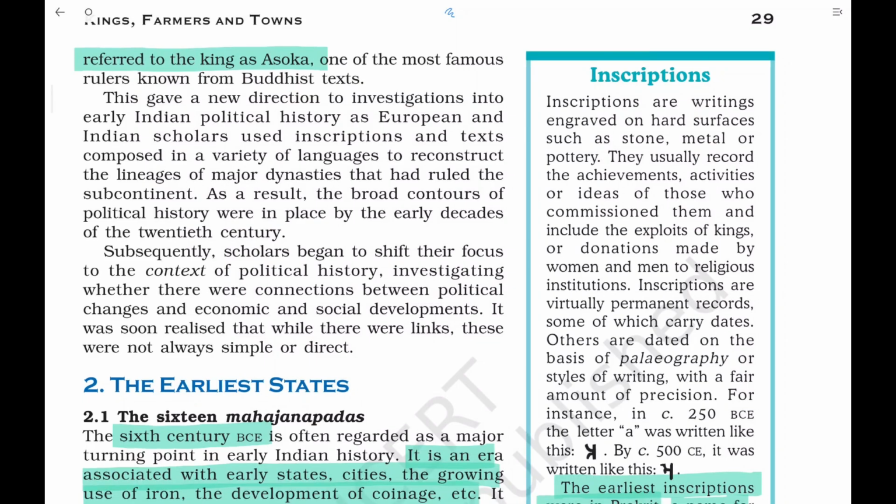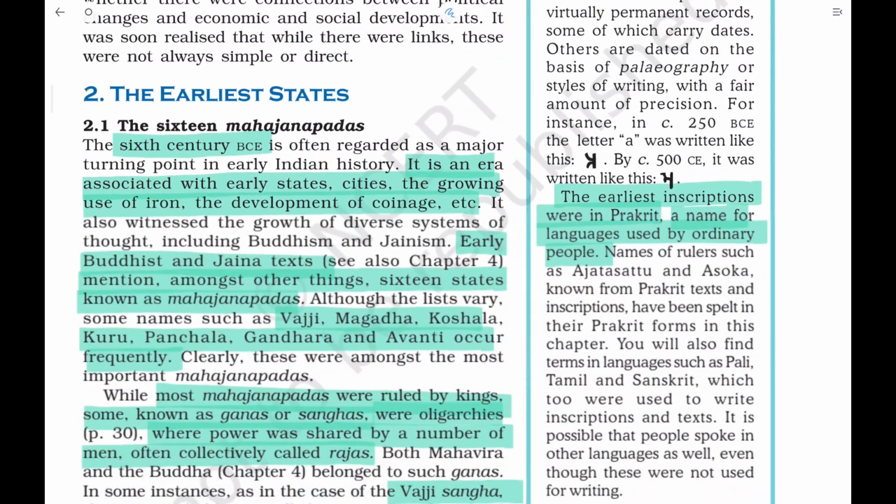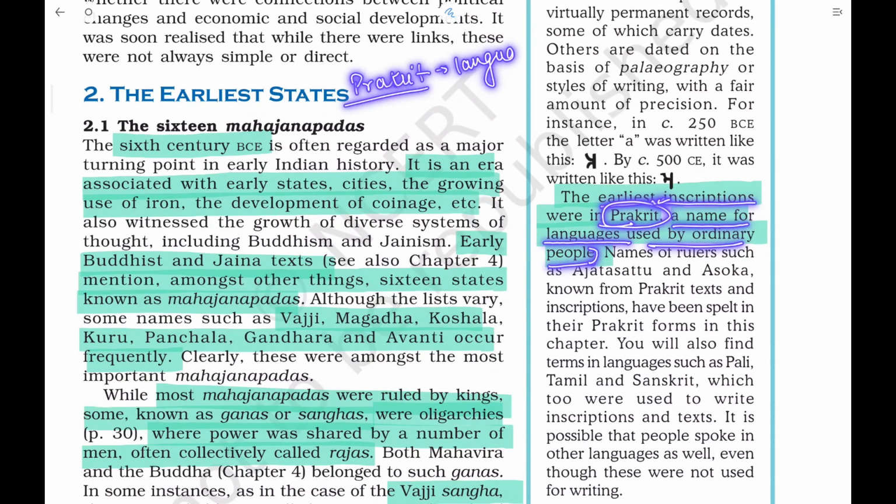Now, the important thing to note in the inscriptions box is that the earliest inscriptions were in Prakrit. The earliest inscriptions were written in Prakrit, a name for the ordinary languages used by ordinary people. Prakrit was the language of the common people. So if a question comes in the exam on the ancient period, asking which of the following languages was the language of the common people, you will mark Prakrit as the right answer. This is going to be the second point which you will note.